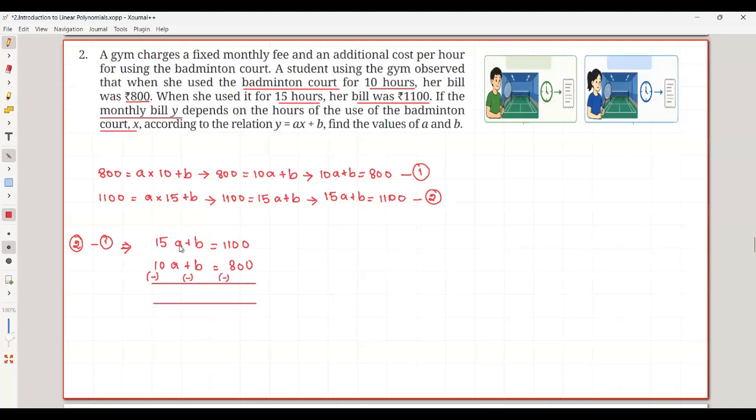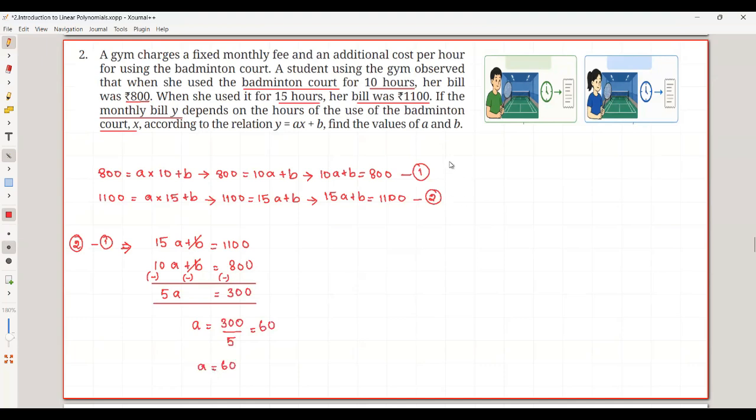15a minus 10a, I'll be getting 5a. Plus b minus b will cancel. Now this is equal to 1100 minus 800, which is 300. So 5a is equal to 300. Therefore, a is equal to 300 divided by 5. You can just cancel: 6 5s are 30, so 0. So a is equal to 60. I am getting a is equal to 60.